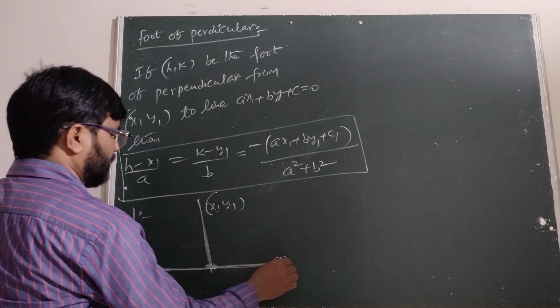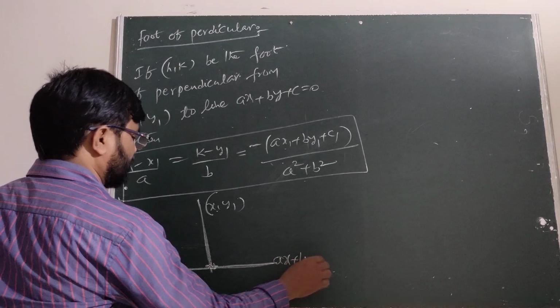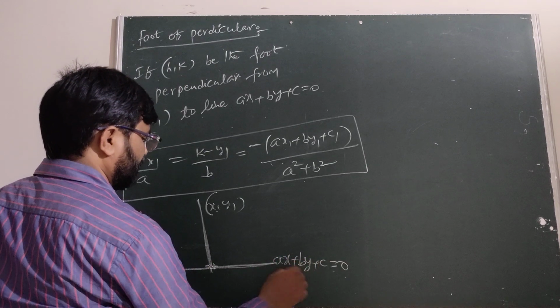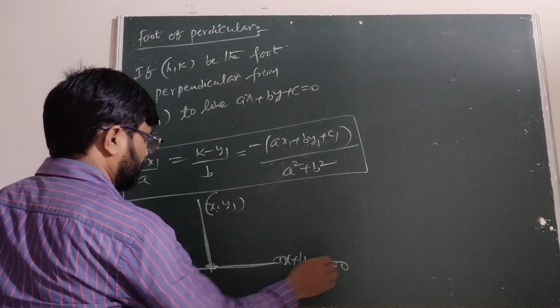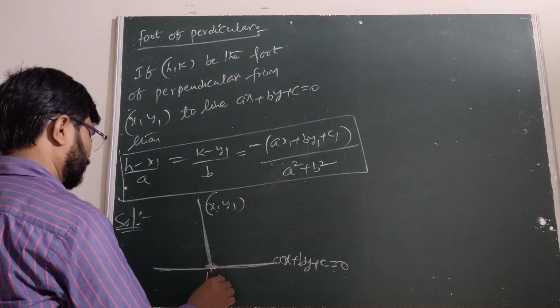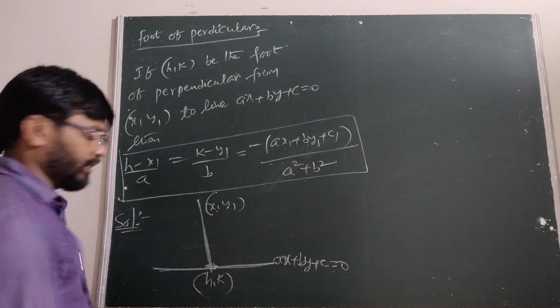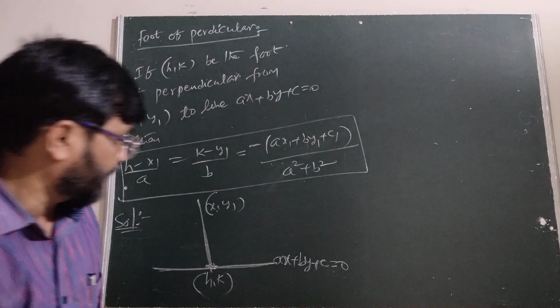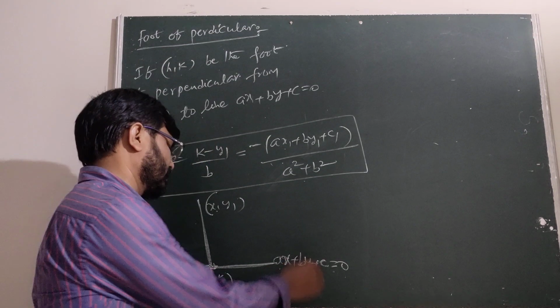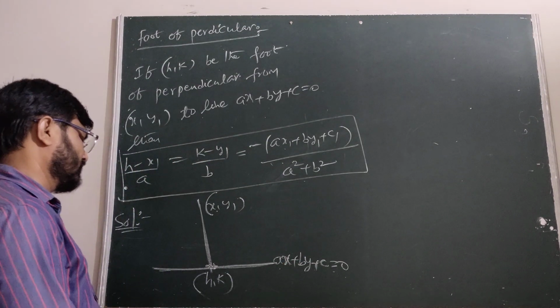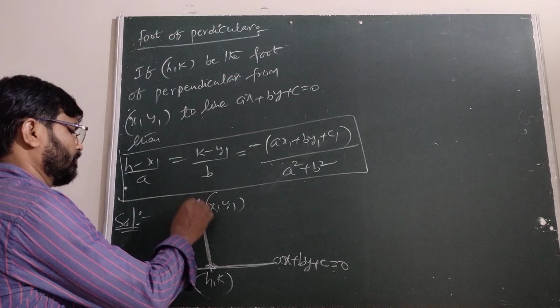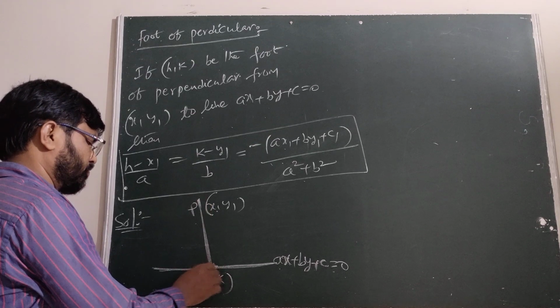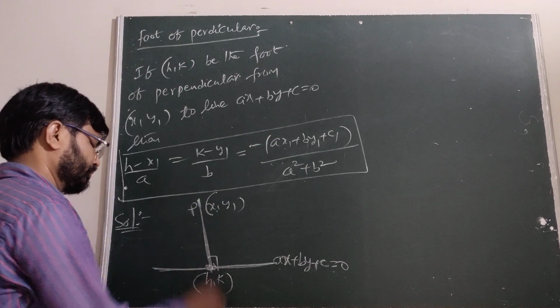This is the line ax + by + c = 0. This is the point (h, k). If (h, k) is the foot of the perpendicular from (x1, y1) to the line ax + by + c = 0, this is the point P, the foot of the perpendicular.